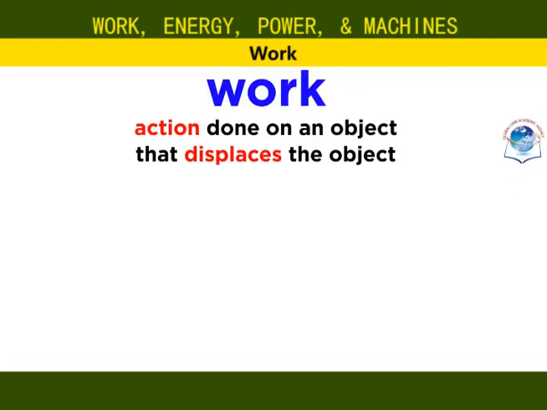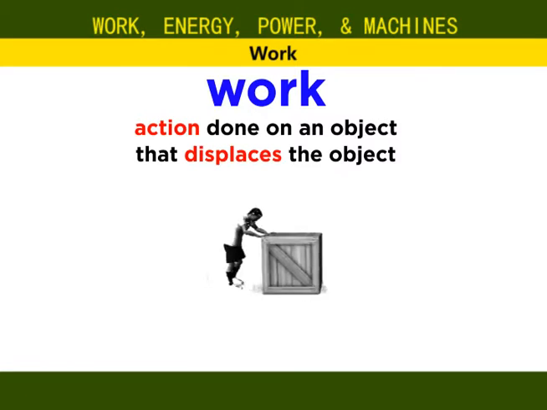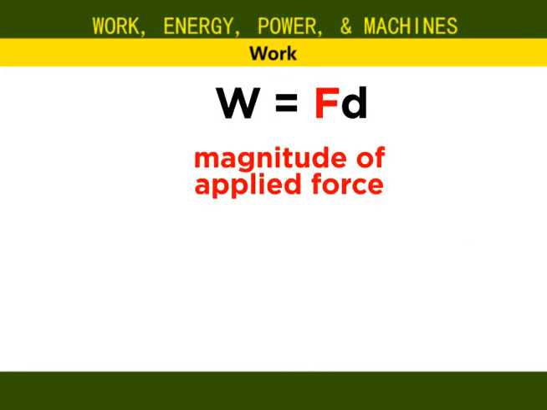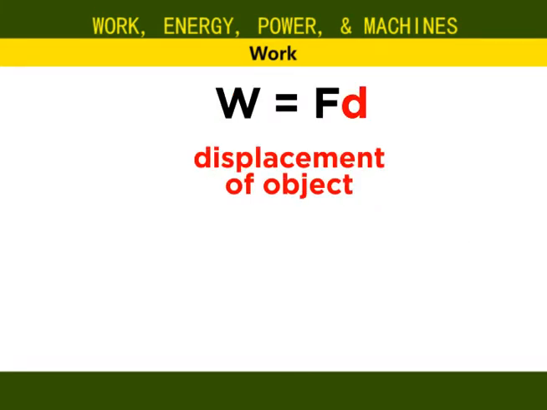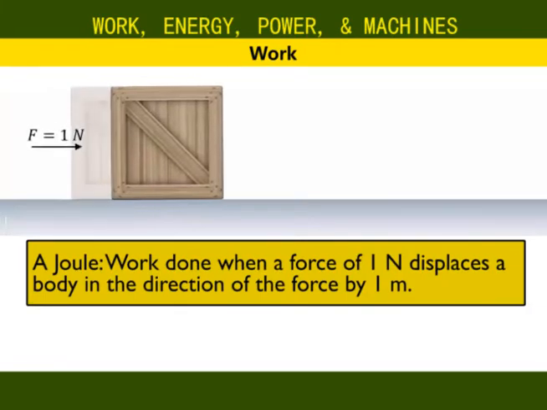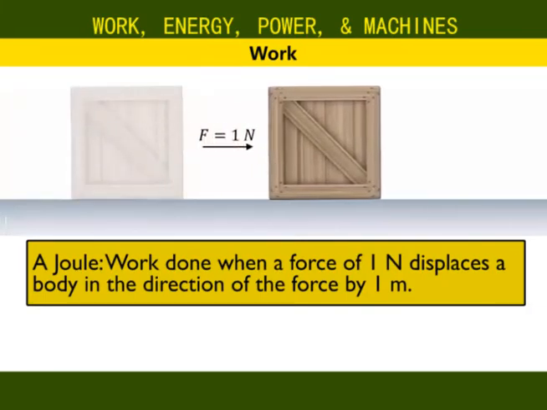Work is defined as action done on an object whereby an applied force causes a displacement of that object. For example, pushing a block on the floor. Work is equal to the magnitude of the applied force times the displacement of the object. So it has the units of force, that is newtons, times distance, that is meters, giving us the units of work as newton meter. This is usually called joules. A joule is therefore the work done when a force of 1 newton moves through a distance of 1 meter.